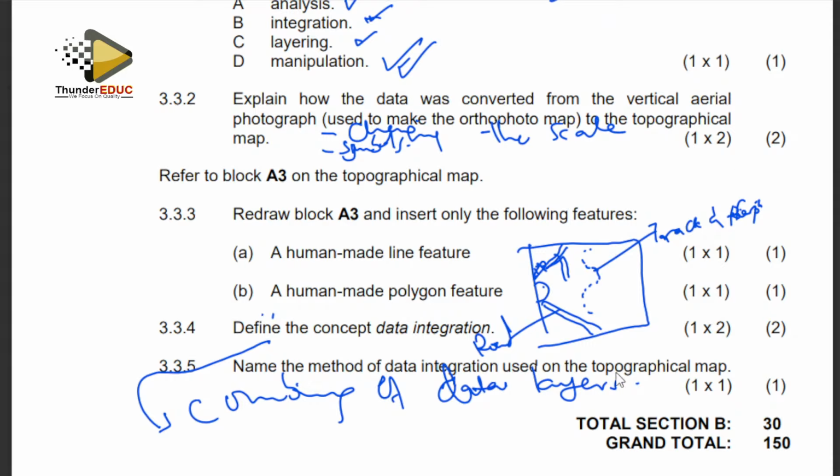And lastly is name the method of data integration used on the topographic map. What is that? The name of the data integration used on the orthophoto on the topographic map is data layering. Data layering or data layers.